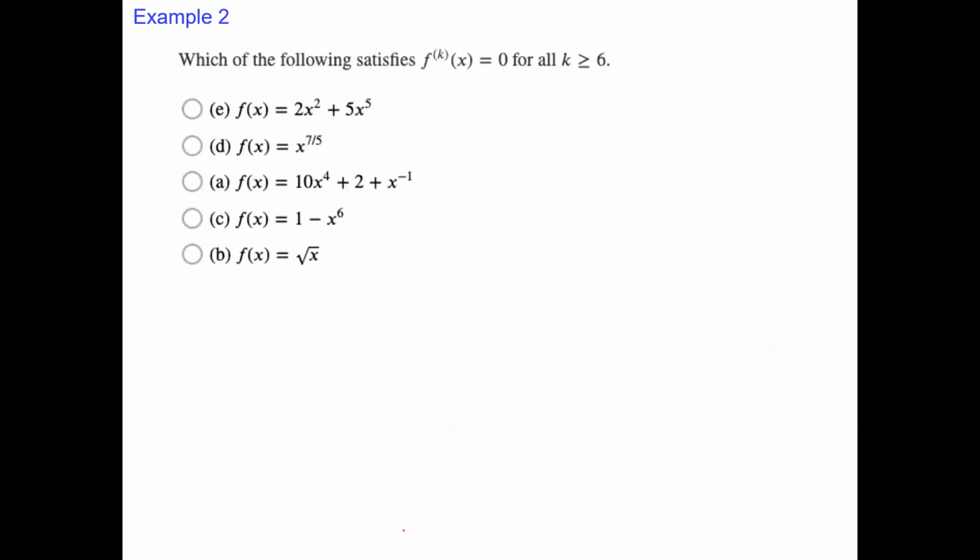Example number 2. Which of the following satisfies that the kth derivative of the function f of x is equal to 0 for all k greater than or equal to 6? That means if we take the 6th derivative or greater, the function will become 0.